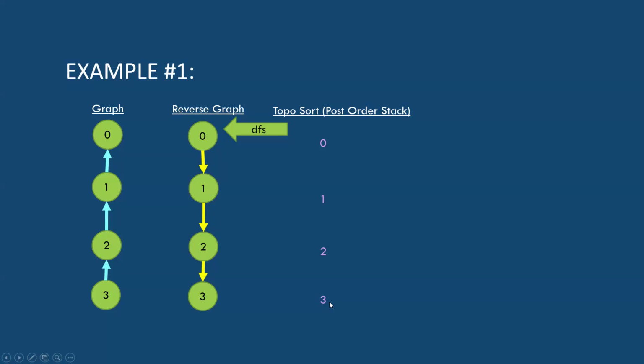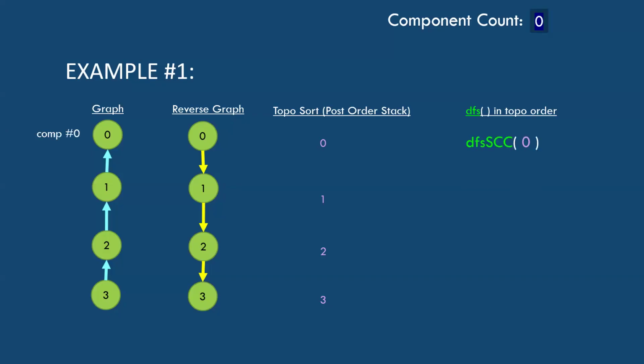So what we're going to do now is use that. Now, coincidentally, that's in sequential order, but that's just coincidental. We're going to use that topological order to run our final depth first search on the normal graph. So over here, we start with 0, and we try to do a depth first search, but we don't go anywhere, right?